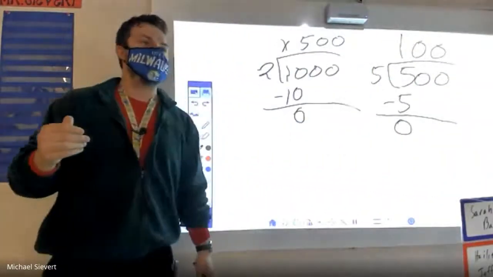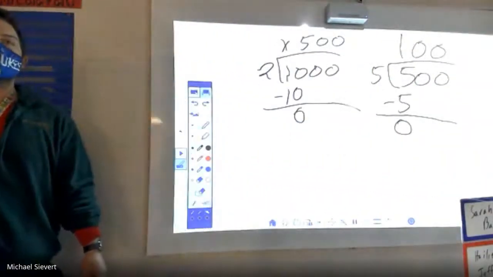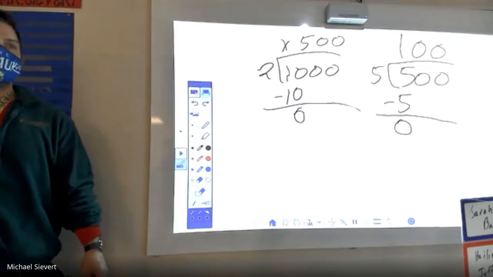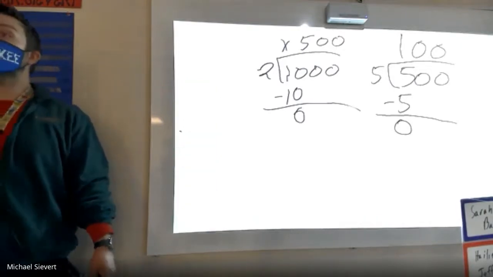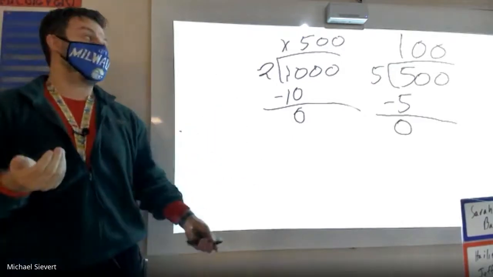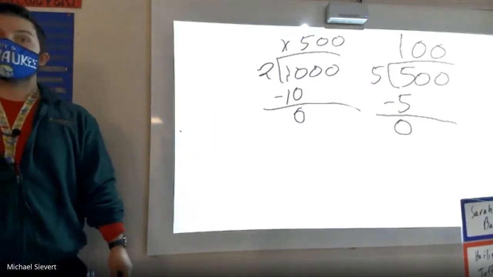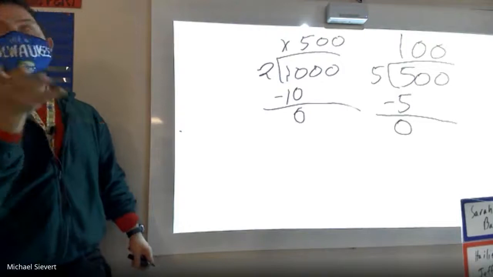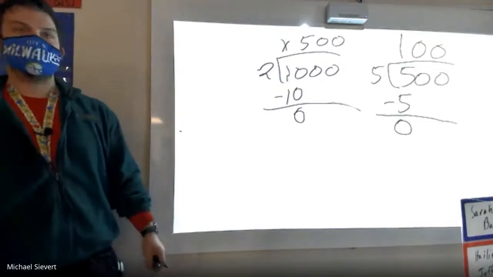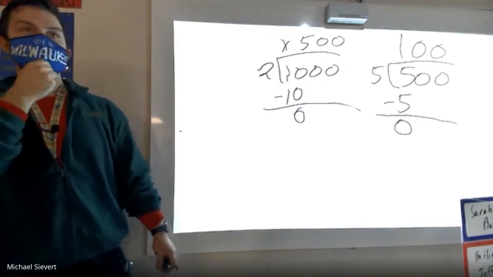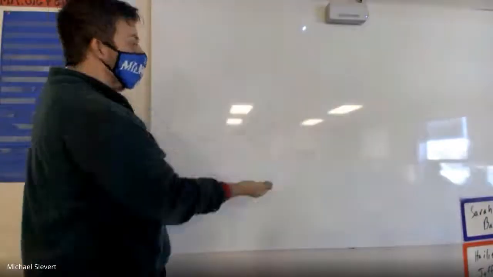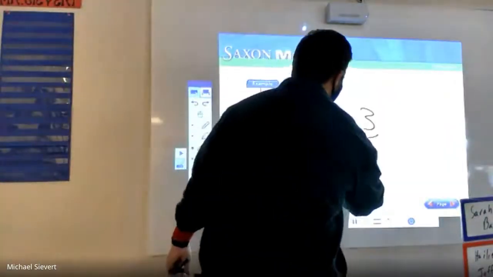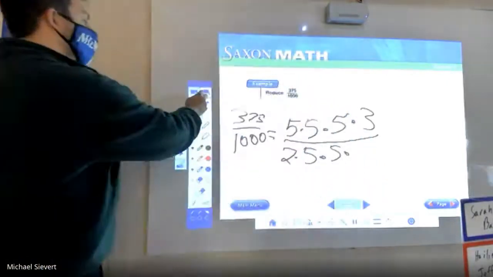Nod your head, yes or no. Yes for prime. No for composite. It is not prime. So we got to keep going. What can we divide 100 by? Antoine. 10. 10's not a prime number, though. Destiny? You divide by 5. Now, you know the process. We got to go back, add a 5. Because we got to keep going until we get a prime number.